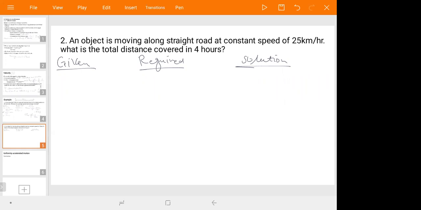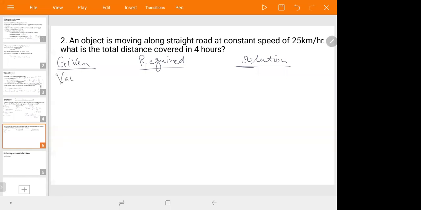Have you seen? What's given for us? Given. What is given? Distance? Speed. Right. Okay, how many? 25 km/h. Is it distance or speed? Speed. This is speed.